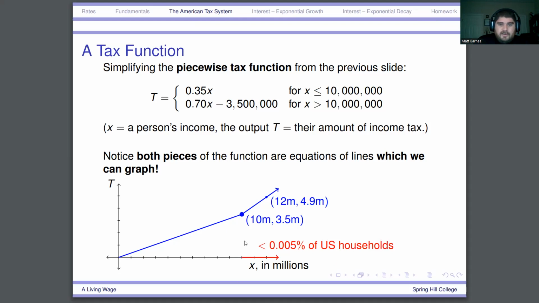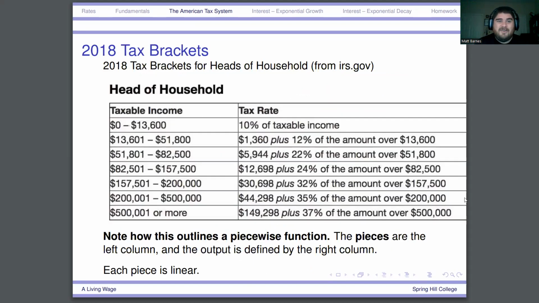Fun fact, when we're talking about this 10 million, that is less than 0.005% of all US households. That's a little dated, from a few years ago, but it has not shifted that much since then. So this is not a problem that most people are encountering. Now, in 2018, this was the tax bracket here. So you can see we have a couple different things.